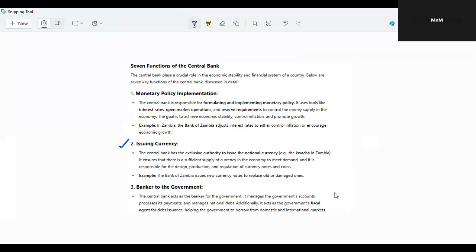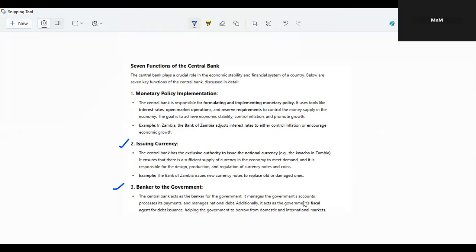So it ensures that there's sufficient supply in the economy to meet the demand, and is responsible for designing, production, and regulation of these currency notes. So through the Bank of Zambia. Now that we have new notes, it's only the Bank of Zambia that does that.